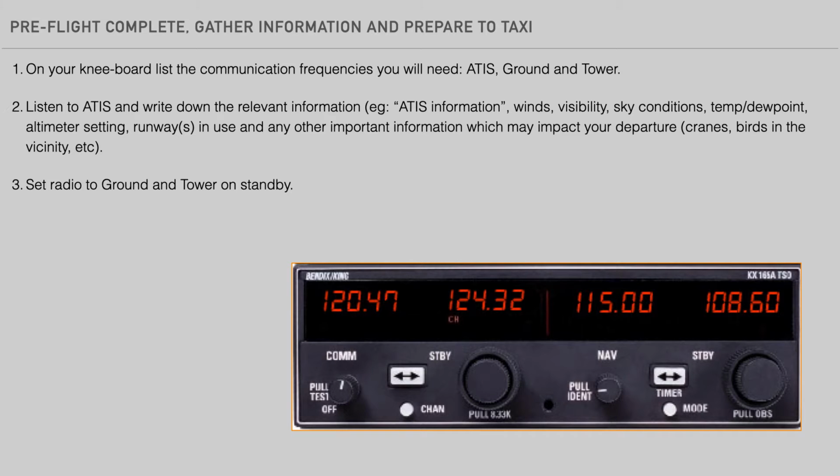Prior to taxi, list the communication frequencies you will need, including ATIS, ground, and tower, so you have them at hand. Next, listen to ATIS and write down the relevant information you will need. Then, set the radio to ground frequency and place the tower frequency in standby.